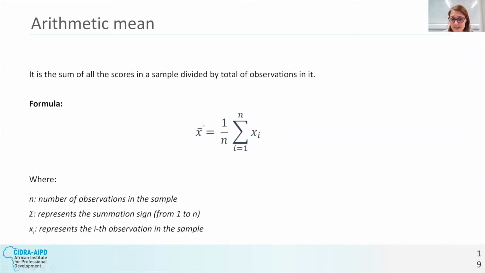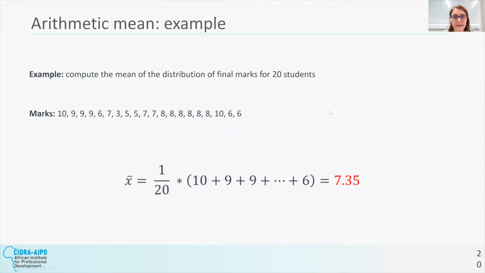Now let's see this with an example. Let's assume that we want to compute the mean math score of the students in a class composed of 20 students. We have all the marks they obtained in the last math test, and we want to compute the average math score.